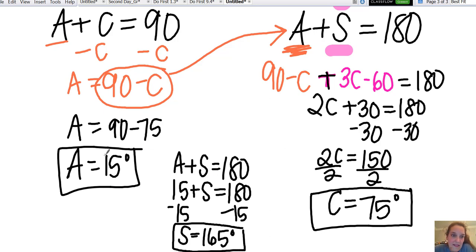So in this problem, our angle has a measure of 15 degrees. The measure of the complement of that angle is 75 degrees because 15 plus 75 equals 90. And the measure of the supplement of that angle is 165 because 15 plus 165 equals 180.